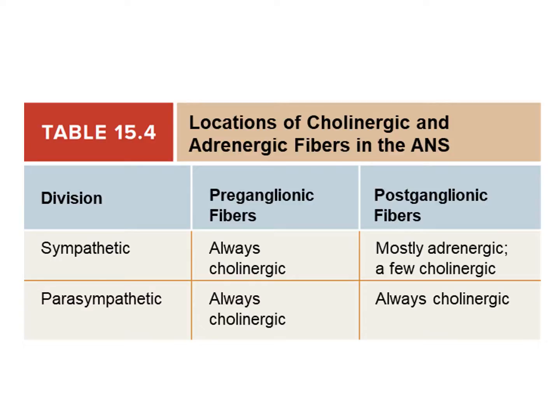Of the parasympathetic nervous system, all preganglionic fibers secrete acetylcholine. In the postganglionic fibers, all postganglionic fibers of the parasympathetic nervous system also secrete acetylcholine.